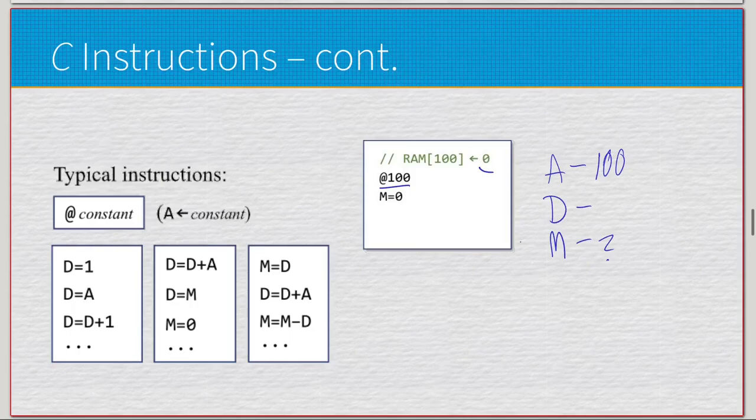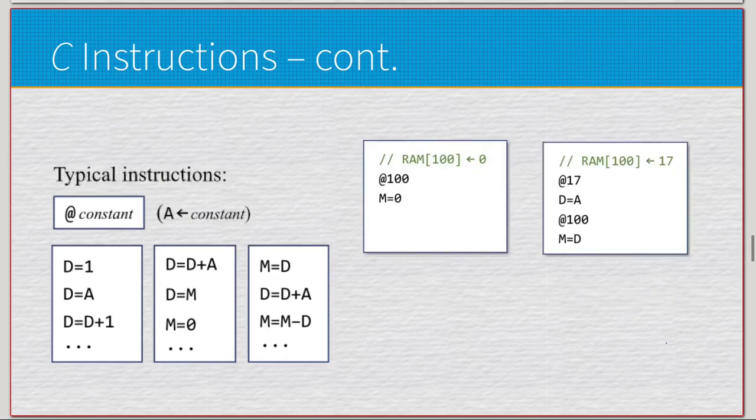So we do M equals 0, because again, this 0 is a constant value from the ALU, and that one's perfectly fine because we have 0, 1, negative 1. We just set this to 0, and that sets RAM 100, again, this is RAM[A], equal to 0.